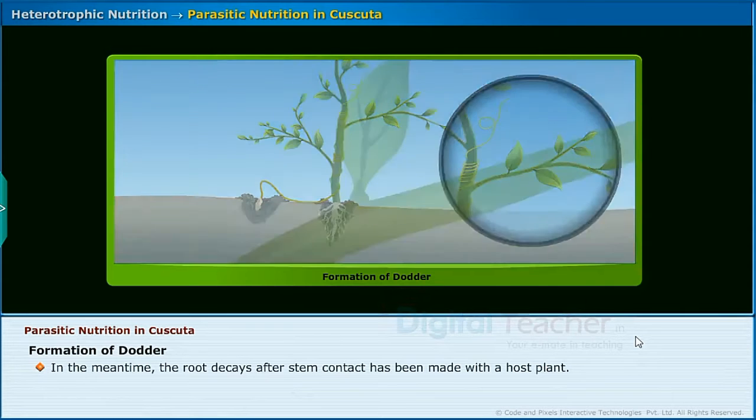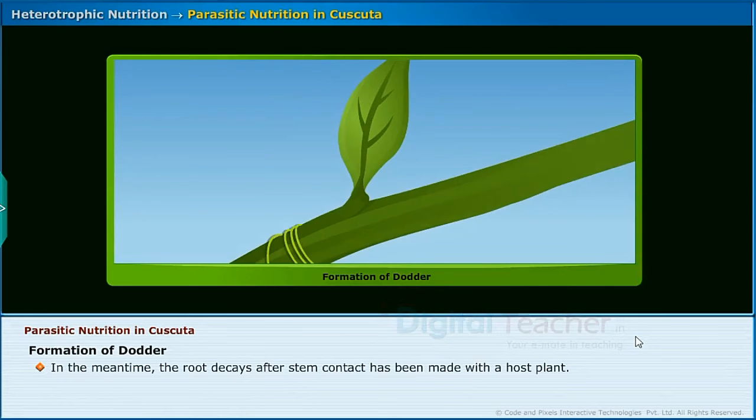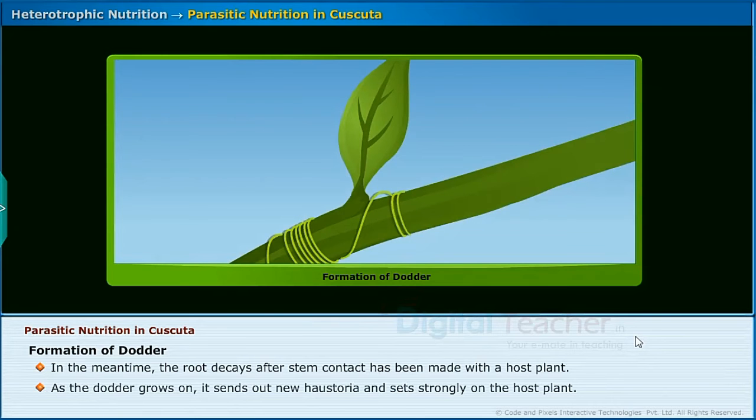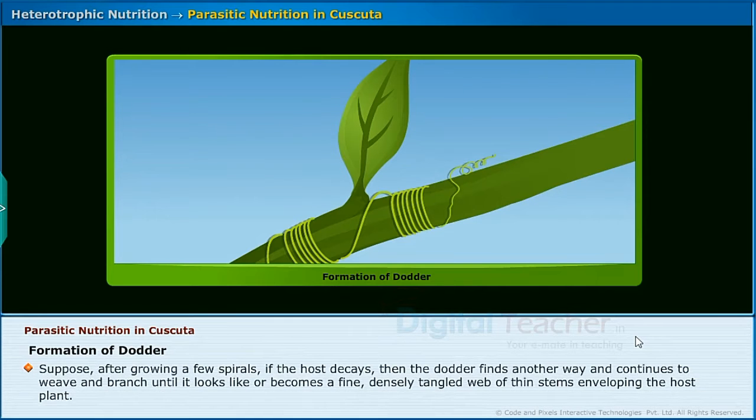In the meantime, the root decays after stem contact has been made with a host plant. As the dodder grows on, it sends out new haustoria and sets strongly on the host plant. Suppose, after growing a few spirals, the host decays, then the dodder finds another way and continues to wave and branch until it becomes a fine, densely tangled web of thin stems enveloping the host plant.